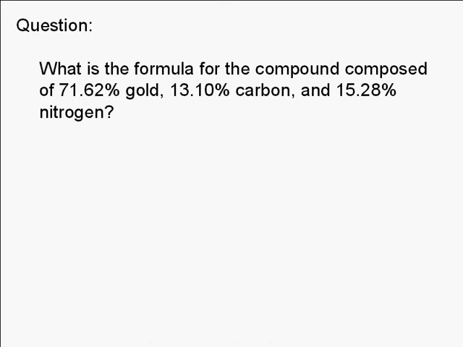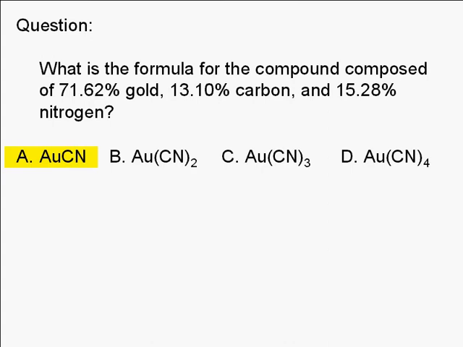What is the formula for the compound composed of 71.62% gold, 13.1% carbon, and 15.28% nitrogen? Is it A. AuCN, B. AuCN2, C. AuCN3, or D. AuCN4?